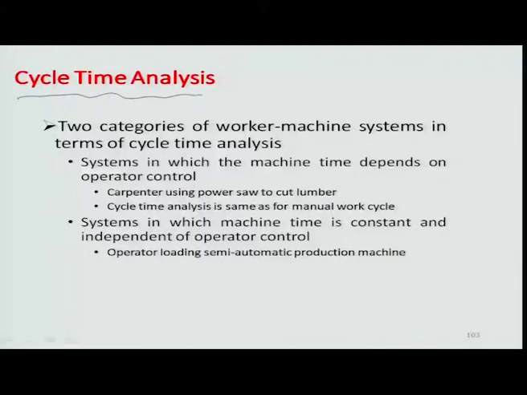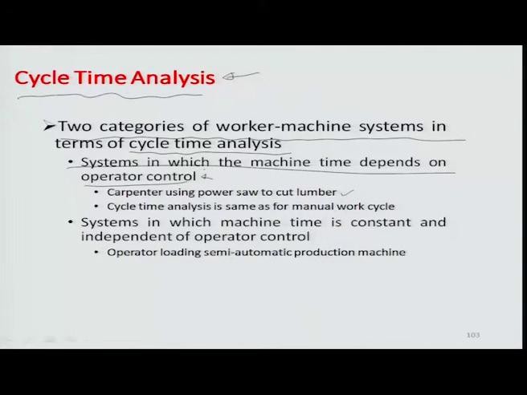We can then look at cycle time analysis for such systems. We have done the same in the case of manual systems. So in the case of worker machine systems, we also have scope for analyzing how much time would be needed to execute a particular operation on such a worker machine system. So there are typically two categories in terms of cycle time analysis of such systems, or what kind of cycle time is related to those systems in which machine time depends on operator control.